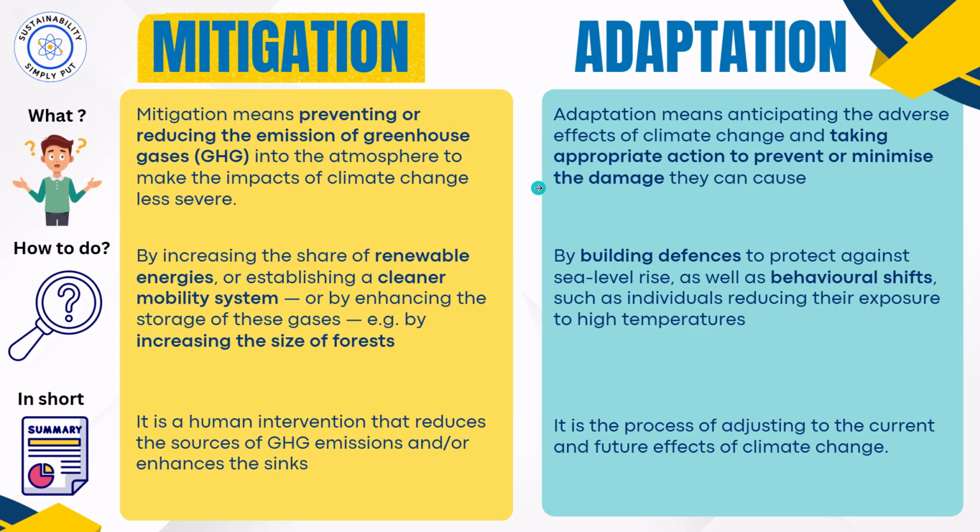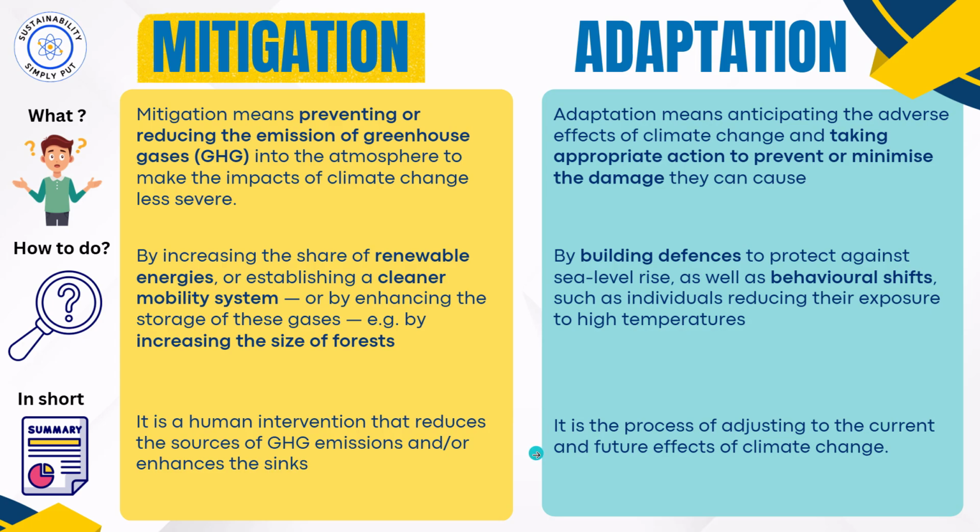So, what are the appropriate steps that we can take to make our systems resilient? It can be done. How to do it? It can be done by building defense to protect against sea level rise, as well as behavioral shifts, such as individuals reducing their exposure to high temperature. Maybe so. How do we adapt to these changing situations? Our adaptation is also very much important. In short and summary, it is the process of adjusting to the current and future effects of climate change.